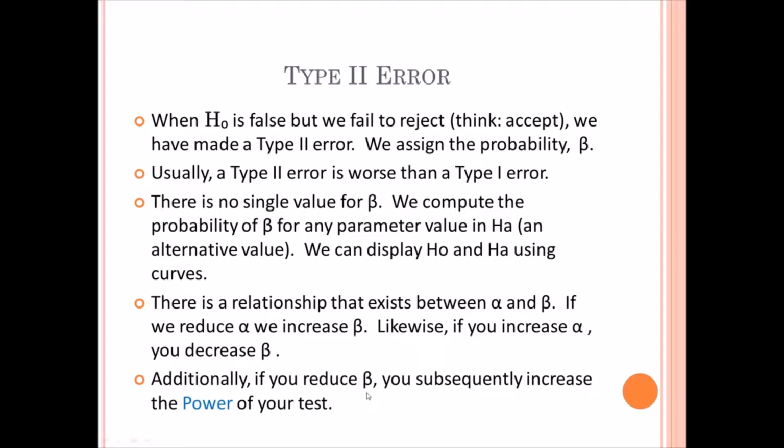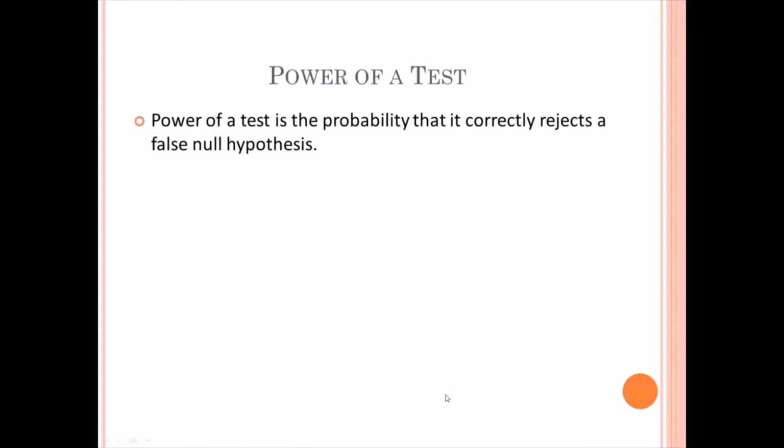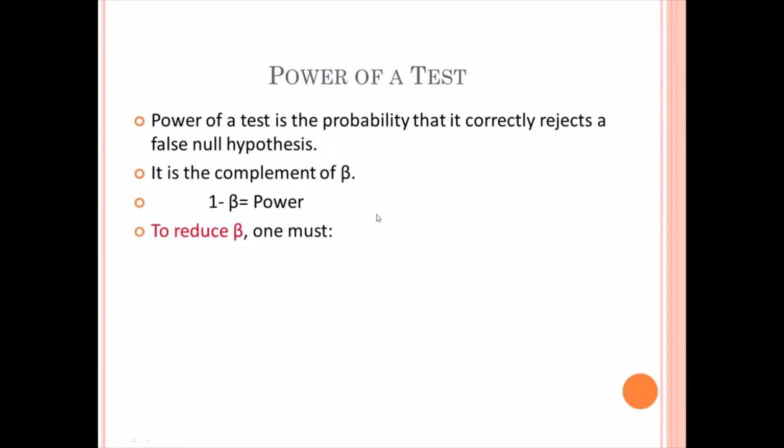If you can reduce beta, and there are ways to do it, you subsequently increase the power of your test. That's where H0 is false and you reject it, which is the whole point of the test. So big power is a good thing. The power of a test is the probability that the test correctly rejects a false null hypothesis. H0's false, yep, it's out, we rejected it. It's the complement of a type 2 error. So 1 minus beta equals power. If you get a small beta, you subtract a smaller value from 1, you increase your power, the probability of correctly rejecting H0.